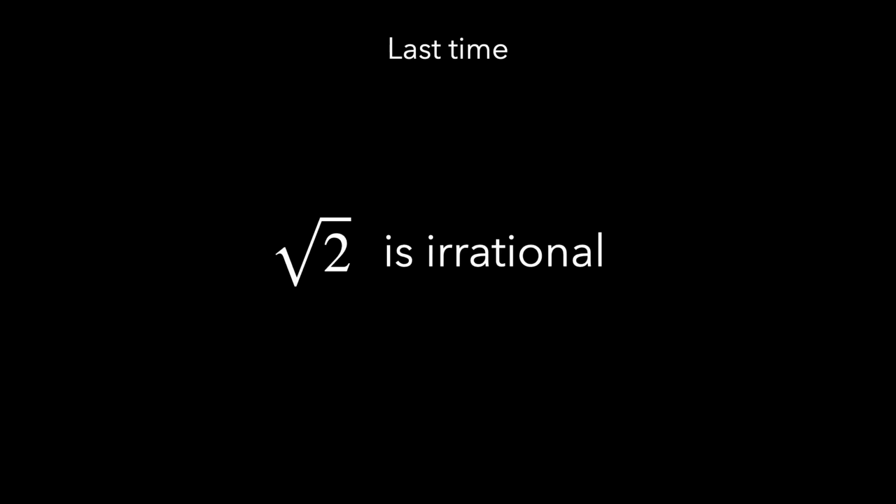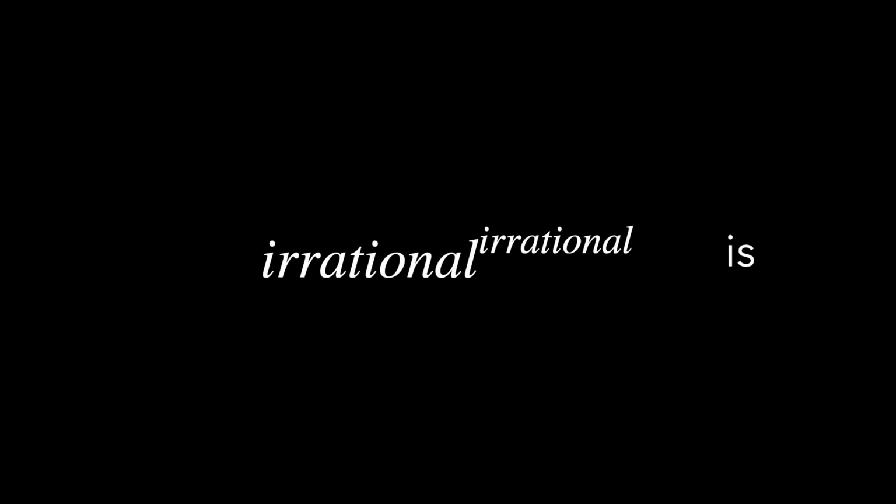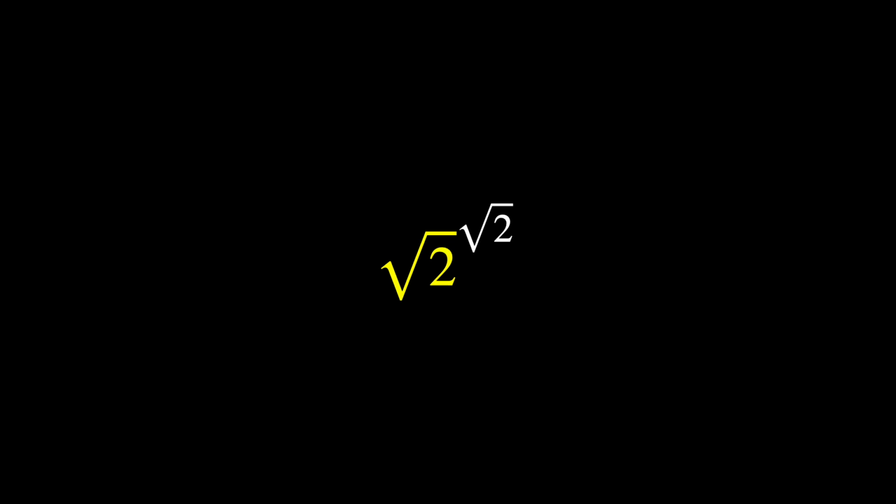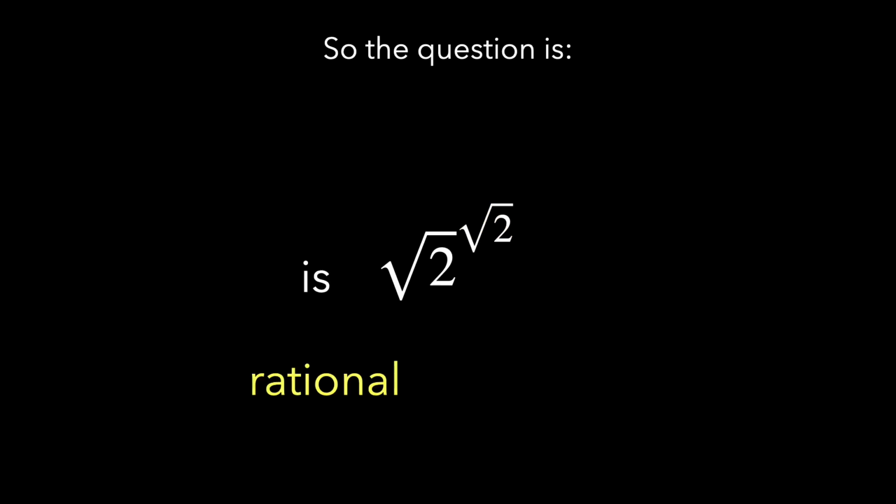Last time we showed that the square root of 2 is irrational. So what a mathematician might do is say an example of an irrational number raised to an irrational power would be the square root of 2 raised to the square root of 2 power. So that leaves us with the question, is the square root of 2 raised to the square root of 2 power a rational number or irrational? And the answer is, I don't know. And in a way, I don't care.